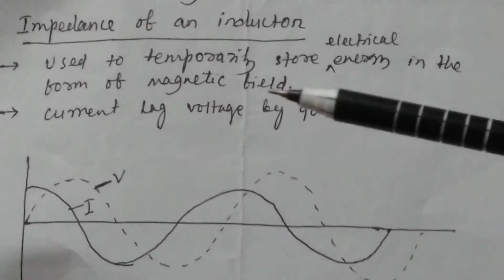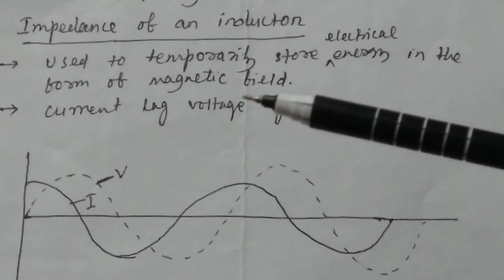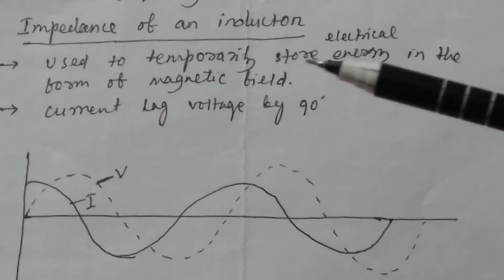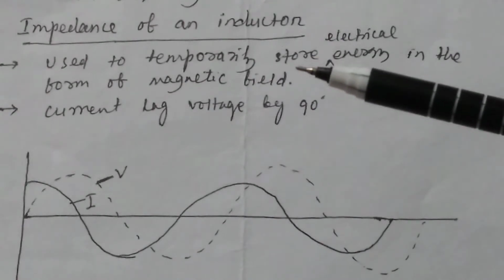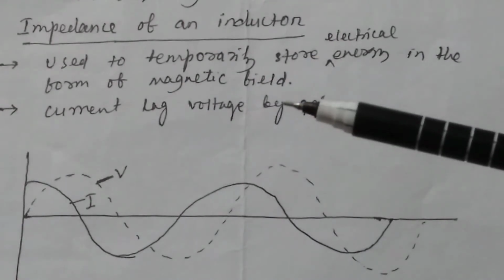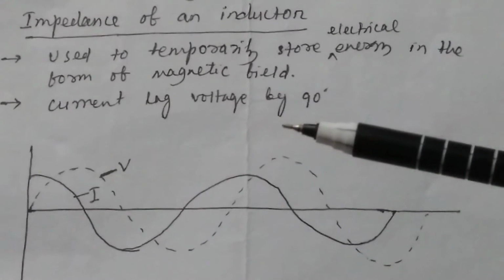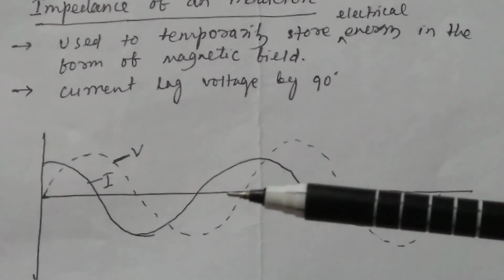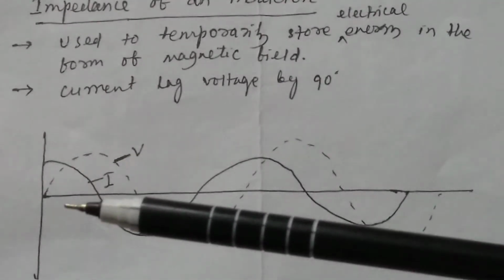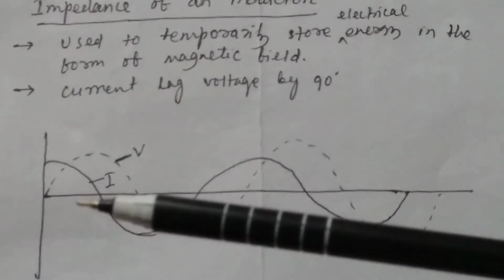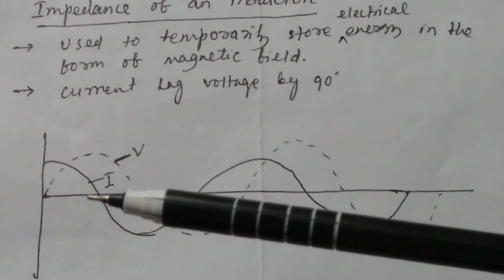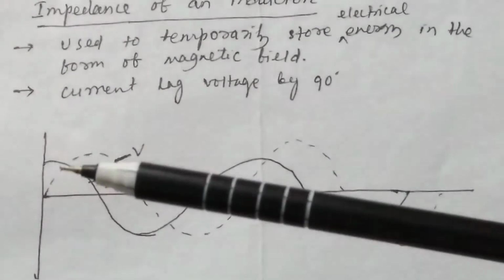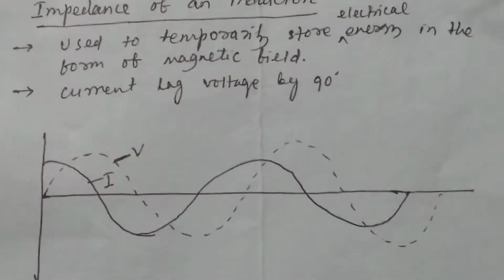Then what is the impedance of an inductor? Inductors are basically used to temporarily store electrical energy in the form of a magnetic field, and the current lags the voltage by 90 degrees. If you plot a graph taking time along the x-axis and current and voltage along the y-axis, you will see that the current lags the voltage by 90 degrees. The voltage starts from here, but the current starts from here.